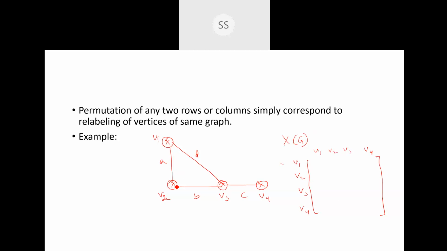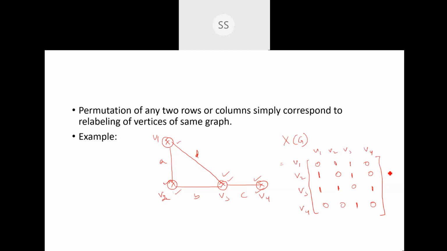I hope you have seen the vertices in the rows and the columns. V1 is incident to V2 and V3. What about V2? V2 is connected to V1 and V3. What about V3? V3 is connected to V1, V2 and V4. What about V4? V4 is connected only to V3. So that is how I can write my adjacency matrix. This is said to be my adjacency matrix.